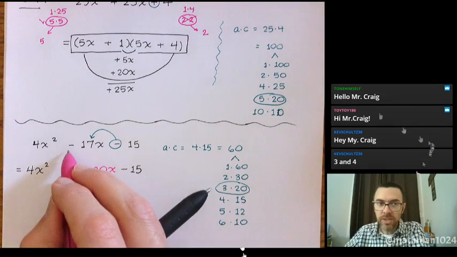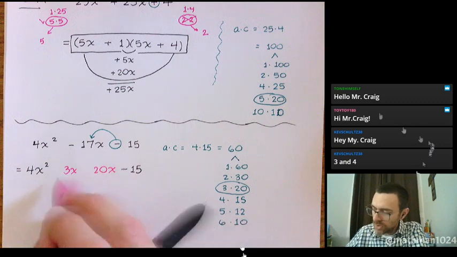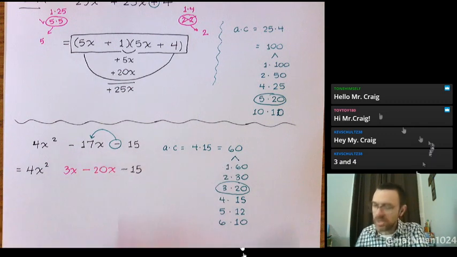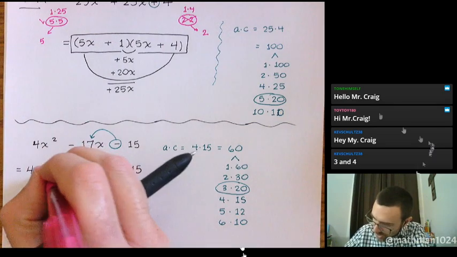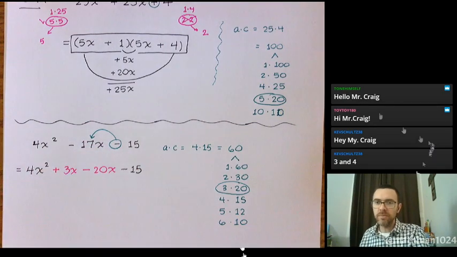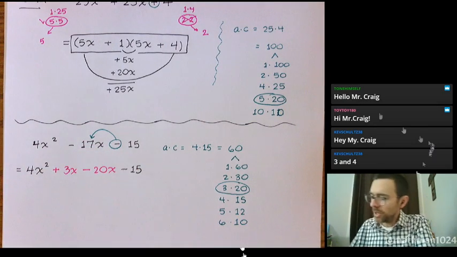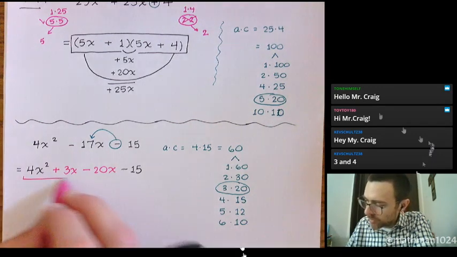Since the middle coefficient is negative, the larger of these two guys, the 20, has to have that same sign. And in order to end up with a negative at the end, you have to have a positive and a negative, which is going to force this guy to be positive. And then from here, you factor by grouping.